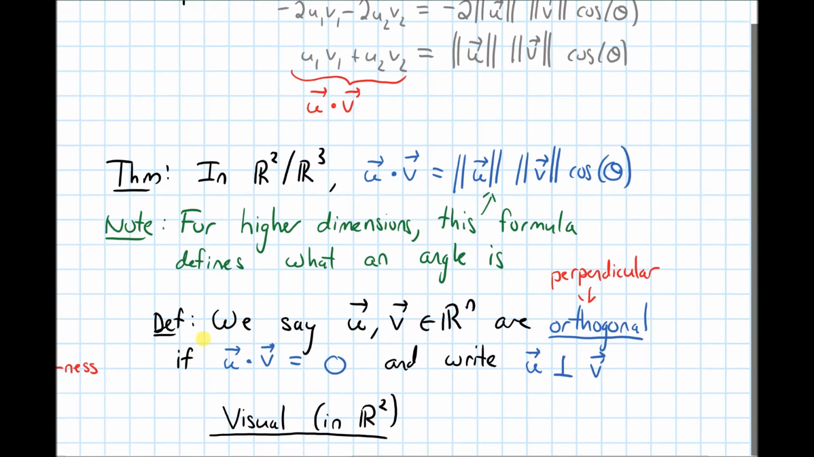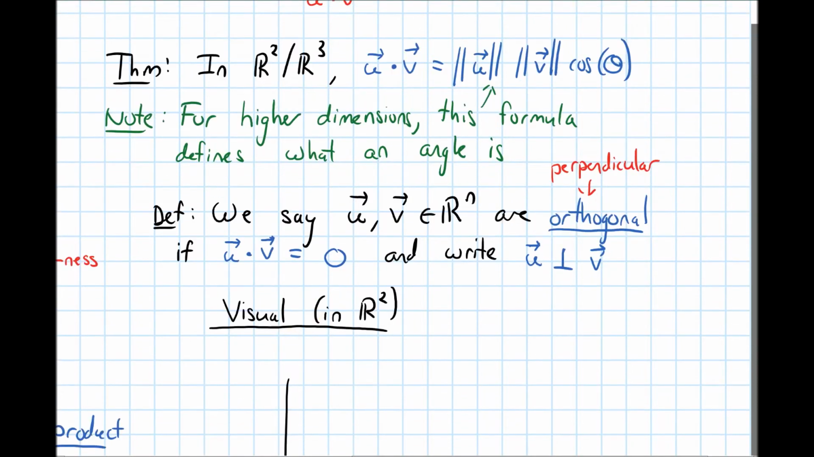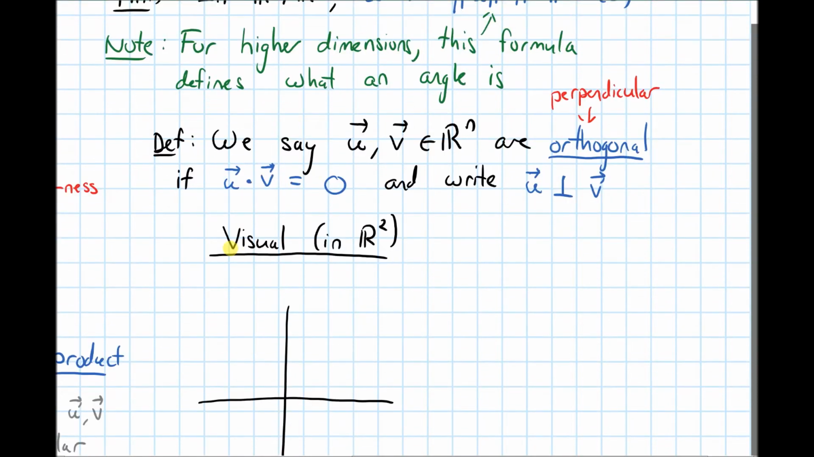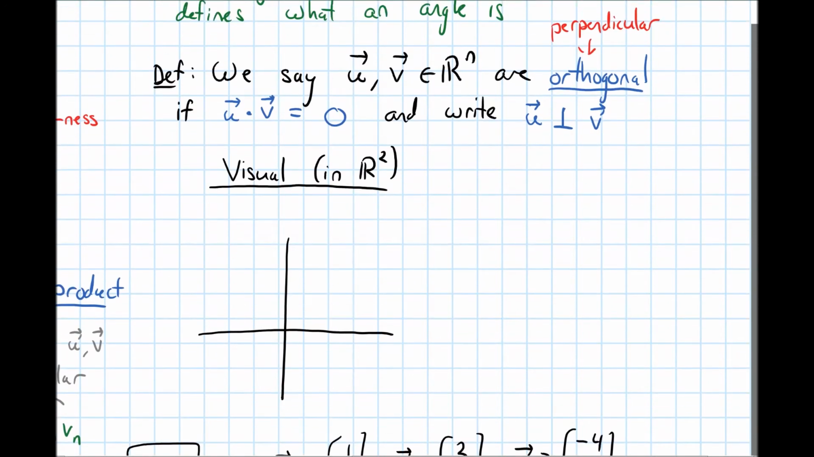So let me give a visual picture for this. In R2, I've gone ahead and drawn in some xy axes. Let's draw a couple of vectors that look orthogonal, that look perpendicular. Let me draw a vector v, and let's draw a perpendicular vector u. Maybe u is a little bit longer. Okay, and then let's say that these two are perpendicular. So in this case, if these two vectors are perpendicular, then their dot product, according to this definition, u dotted with v, better be equal to 0.